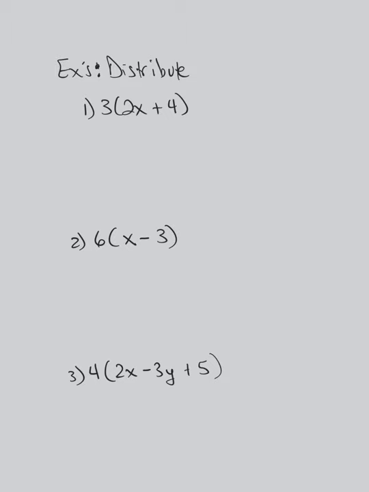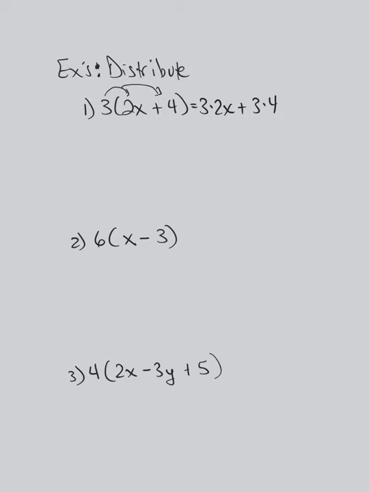In problem 1, we have 3 times parentheses 2x plus 4. Again, remember, these can't combine in any way because they're not like terms. And so I'd want to distribute that 3 over these 2 terms. So I have 3 times 2x and then plus 3 times 4.